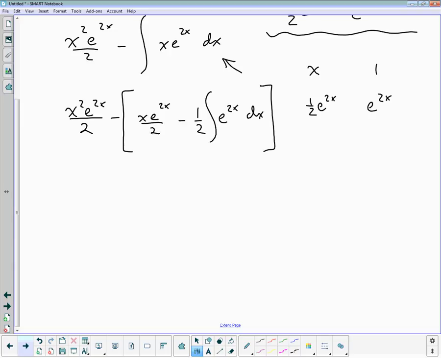And now finally, this is going to become 1/4 e to the 2x, and that's a plus. So a couple of things to notice. We have this progression that happens. We have sign changes that occur. So let's do this one by the table. If we get it right, we're good to go.